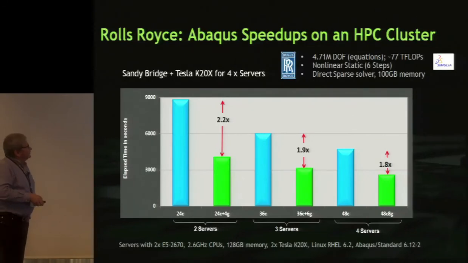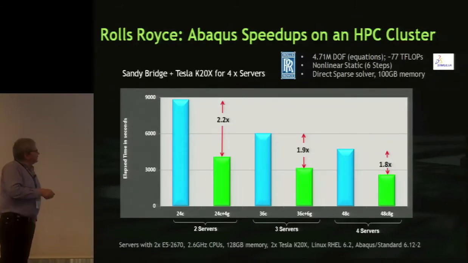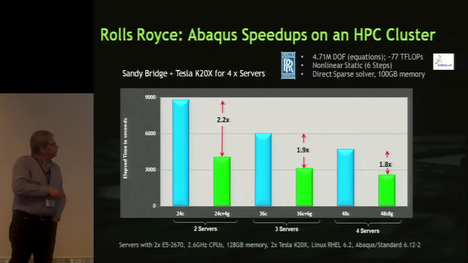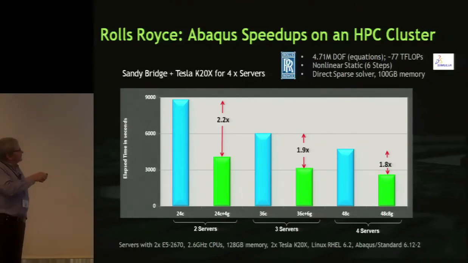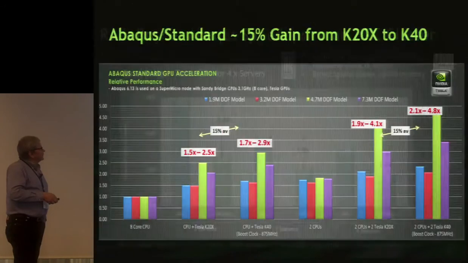Another run done by Rolls-Royce is on a cluster. So you have 2 servers here, 24 cores, and with 2 GPUs per server, in total 4 GPUs, you get a run performance improvement by a factor of 2.2, and also on 4 servers you have nearly a factor of 2 with this model in the cluster.